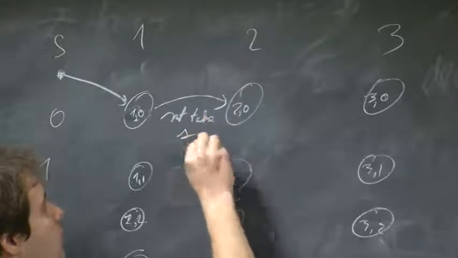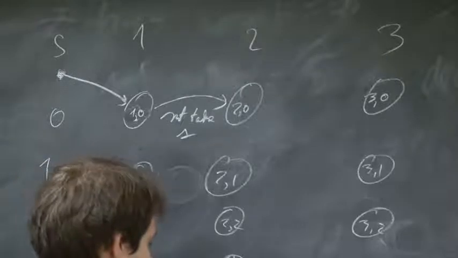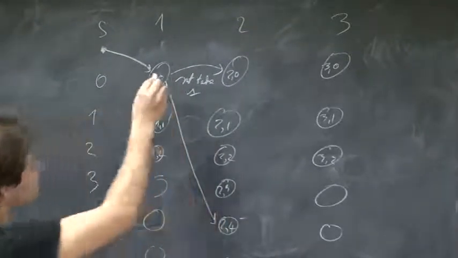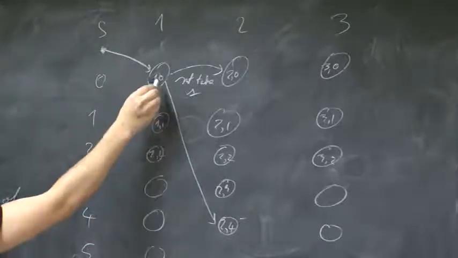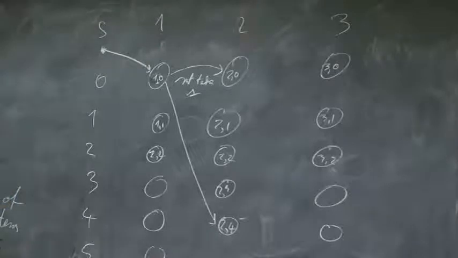we don't take 1. What if I want to take item 1? Where do I land? 2, 4. So if I did take item 1, then I had 0 pounds in my backpack before. Now I have 4 pounds, and I'm still considering item 2.